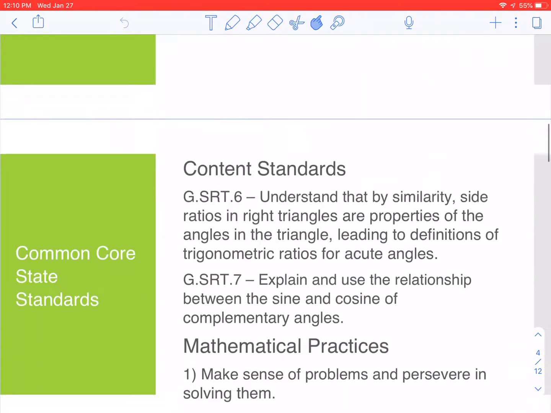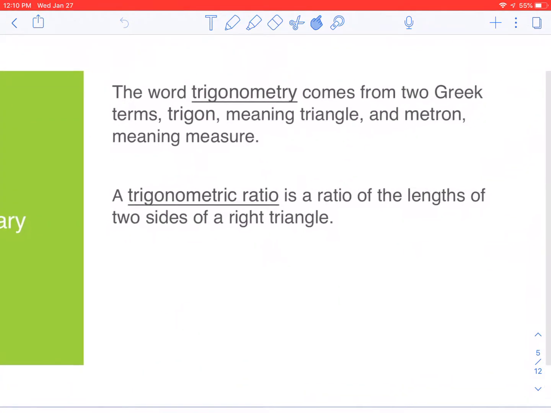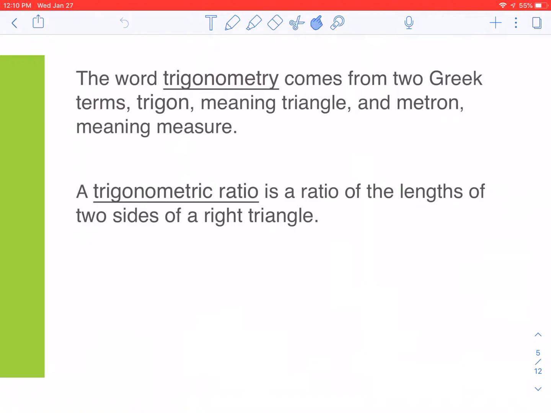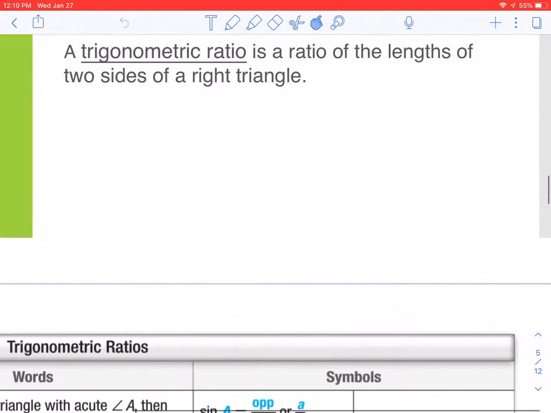What is trigonometry? Well, it comes from two Greek terms, trigon meaning triangle and metron meaning measure. So we're going to measure things in triangles. In the previous chapters, we measured sides of triangles. Now we're going to find sides and angles and use a ratio. But the ratio, we're just going to divide two numbers.